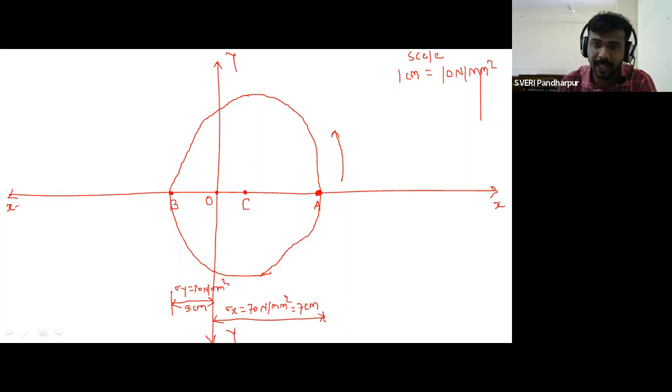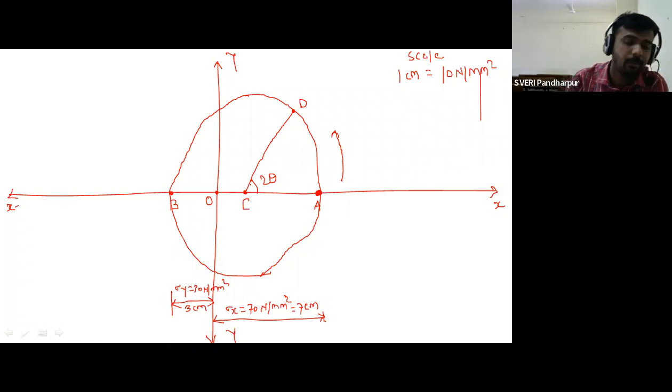So take 2 theta angle as 60 degree. Join these 2 points. You will get point D. So this angle is 2 theta. 2 theta should be in anti-clockwise direction only, from point A.